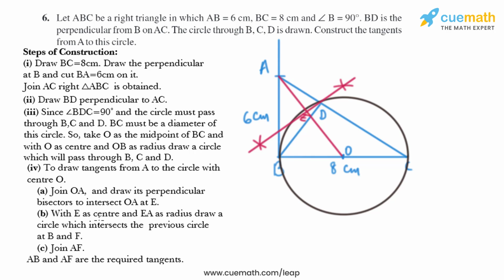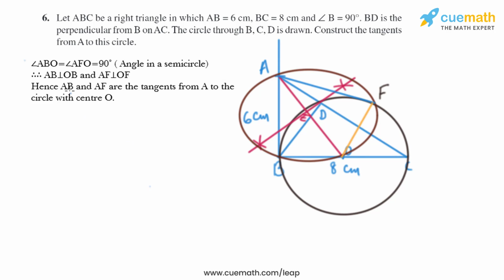Now in the next step, with E as center and EA as radius, draw a circle which intersects the previous circle at B and F. So we'll take the radius as EA and draw a circle like this, and this circle intersects the previous circle at F. Now in the next step, we just need to join A and F. So we have got AB and AF as the required tangents.